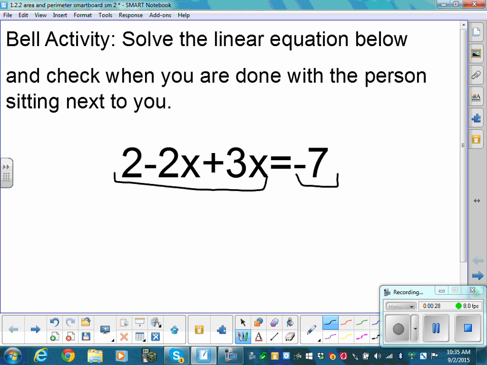So on the left, what do I get? 2 is correct. So what's next? We have negative 2x's plus 3x's. How many x's do we have? 1x. So I'm going to write plus x.